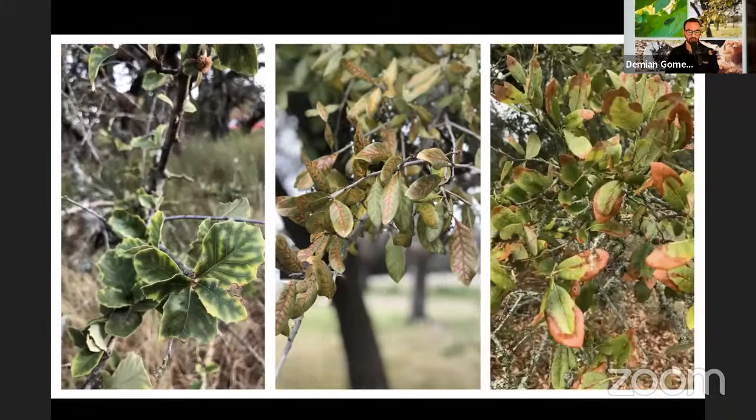And you can see here some of the typical symptoms that we expect to see with live oaks. From left to right, the first one is called vein banding. The central one, the second one, the one in the middle, is called veinal necrosis. That is the most typical symptom that we expect to see for oak wilt in live oaks, a very characteristic symptom. And the third one is what we call marginal necrosis or tip burn. And all of these three can happen in live oaks in Texas.